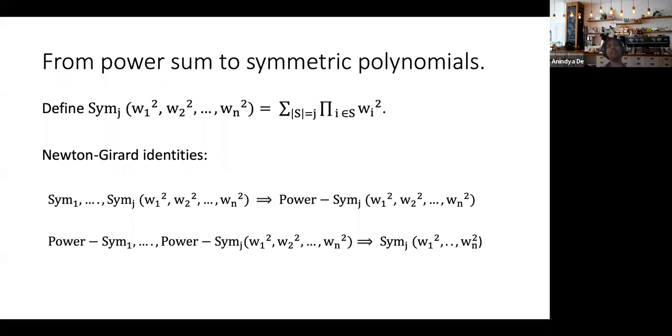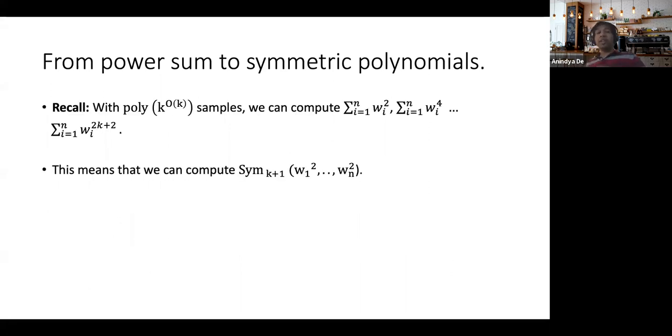The Newton-Girard identities tell us that the information content in elementary symmetric polynomials and power sum symmetric polynomials is the same. If you know the first j elementary symmetric polynomials, you can get the first j power sum symmetric polynomials and vice versa. Now, given we proved that with poly(k) to the order k samples you can compute the power sum symmetric polynomials in w1 squared to wn squared, that means you can also compute, neglecting the error analysis here, the k plus 1th elementary symmetric polynomial in w1 squared to wn squared.